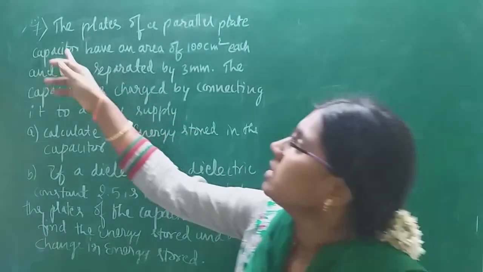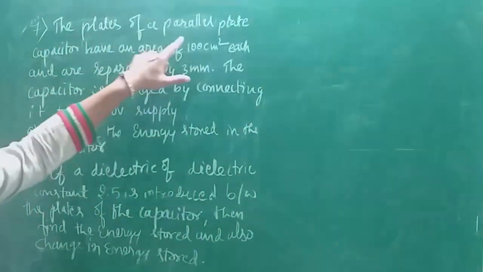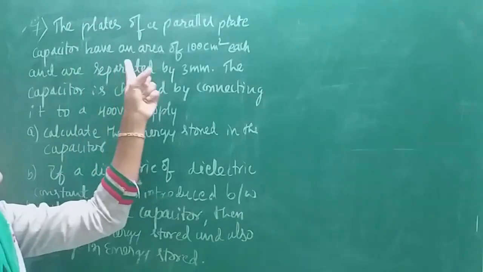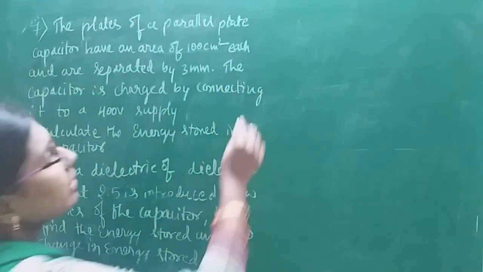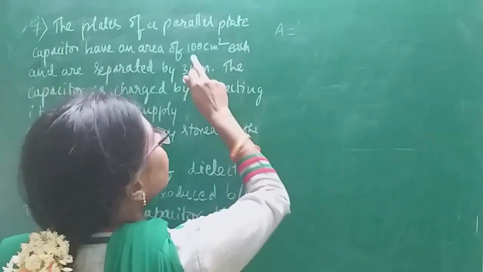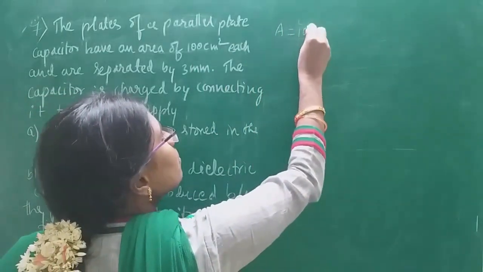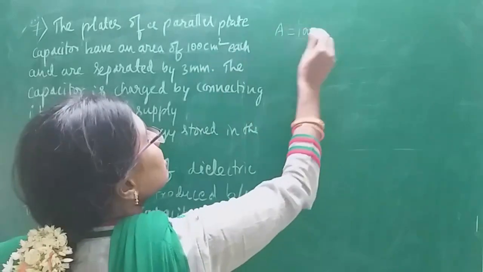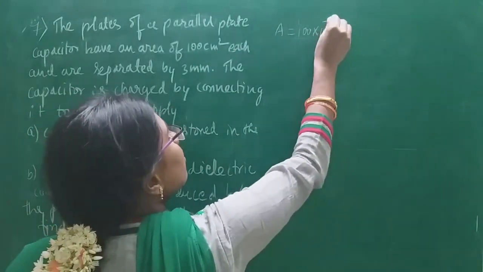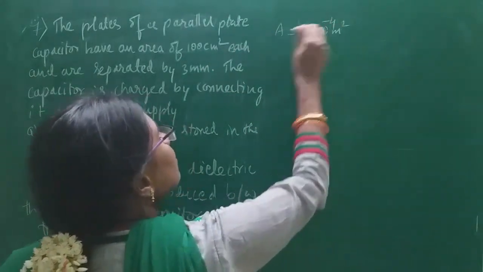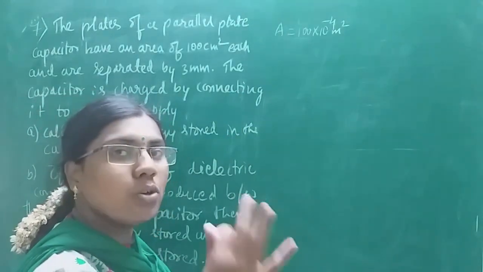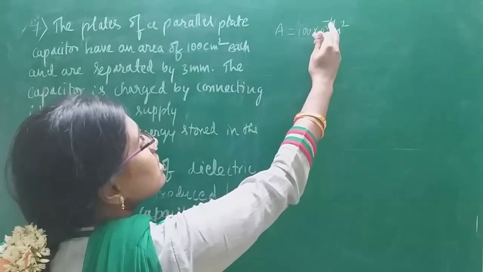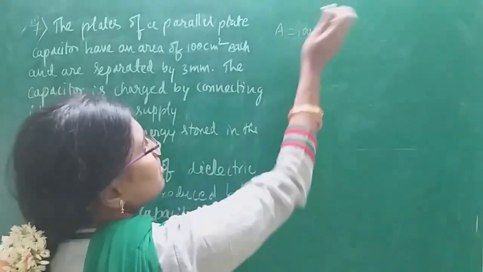The next problem is: the plates of a parallel plate capacitor have an area of 100 centimeter square. So they have given the area, that is 100 centimeter square. We can write centimeter square value as 10 to the power of minus 4 meter square, because centimeter means 10 power minus 2, so centimeter square means 10 power minus 2 whole square, so 10 power minus 4 into meter square.